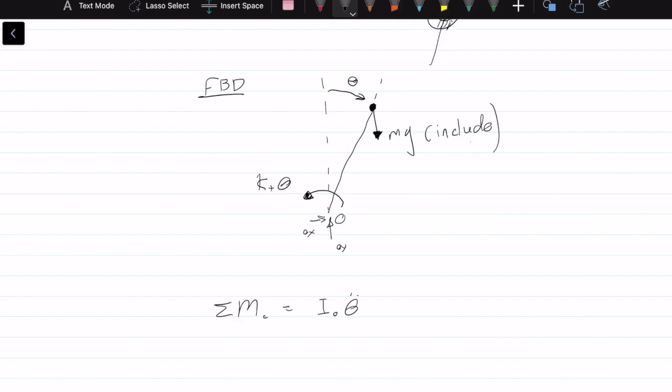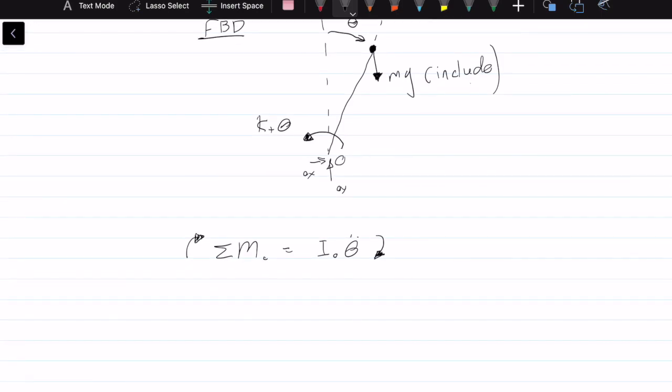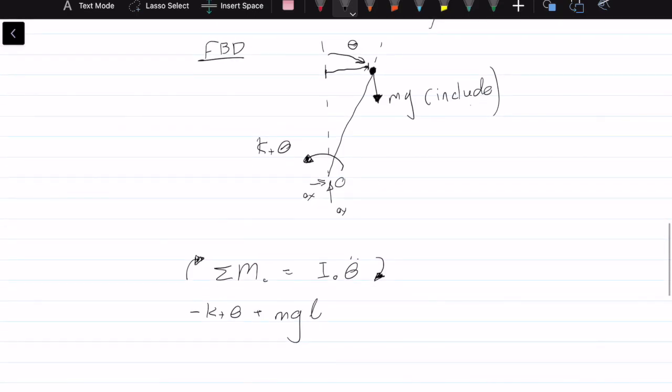Okay, so what's our positive direction? We're taking that rotation as positive. Okay, so what moments do we have? We have a negative kt theta. Okay, we have a positive mg. And what distance is this? Because that's our moment arm, is that arm right there. That's L sine theta. So L sine theta is equal to L theta is equal to IO, which we know is m L squared theta double dot.